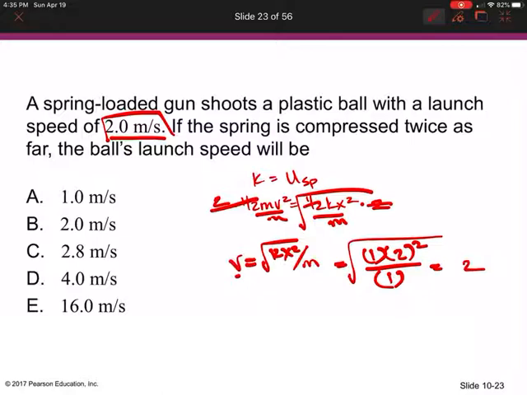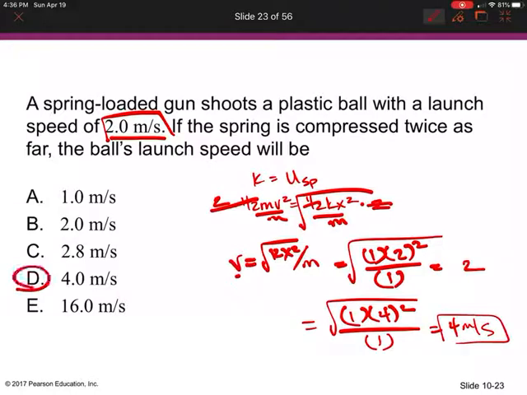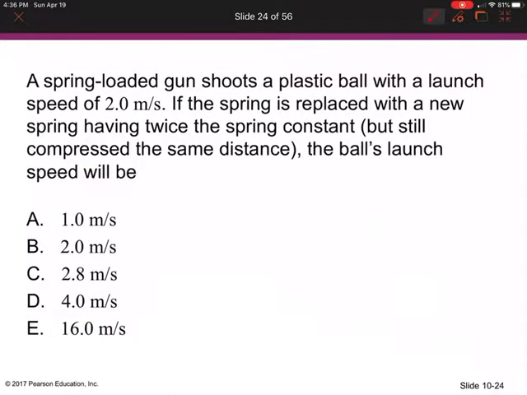But this is saying if the spring is compressed twice as far, so now I have to make my x twice as far. Let's keep everything else the same. So now let's do 4 squared. Whenever you do that, you should get 4 meters per second. That shows you that you get D as your answer there. Okay, so hopefully that makes sense.